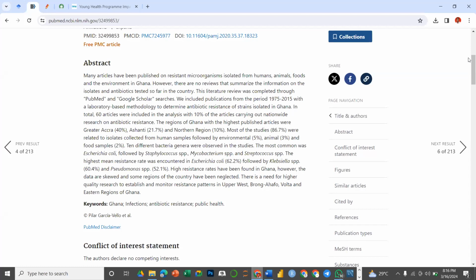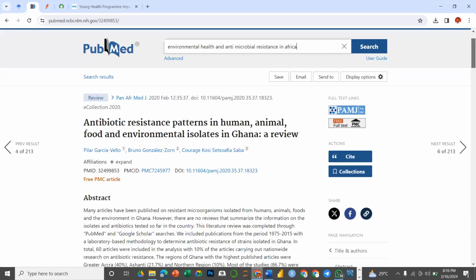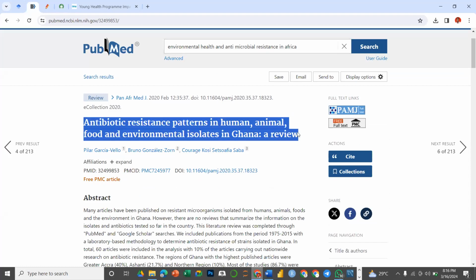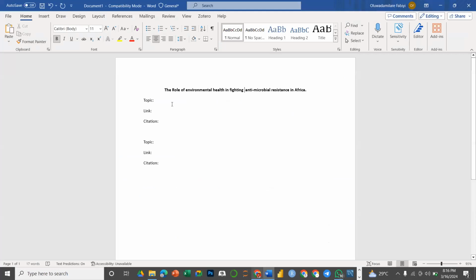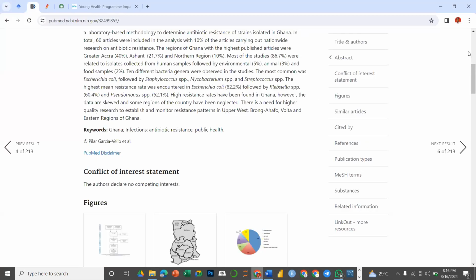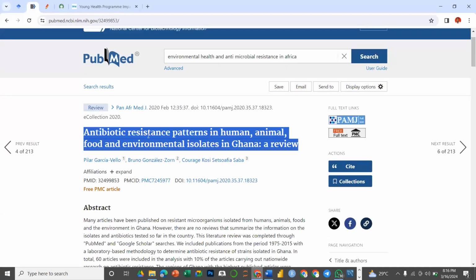So once I have seen that this is very relevant, I will need to read through the whole article later. So what I always do is that I copy the topic and I go back to my Microsoft Word and I paste it there. Then I also paste the link of the article. I use the DOI. Yeah, this DOI is a link. Let me click on it so that we see.